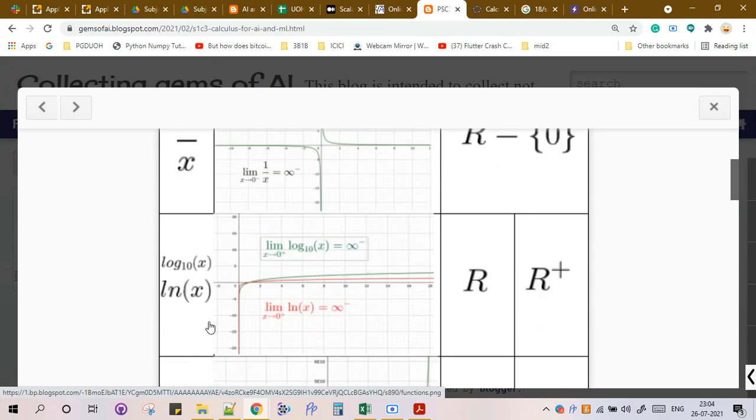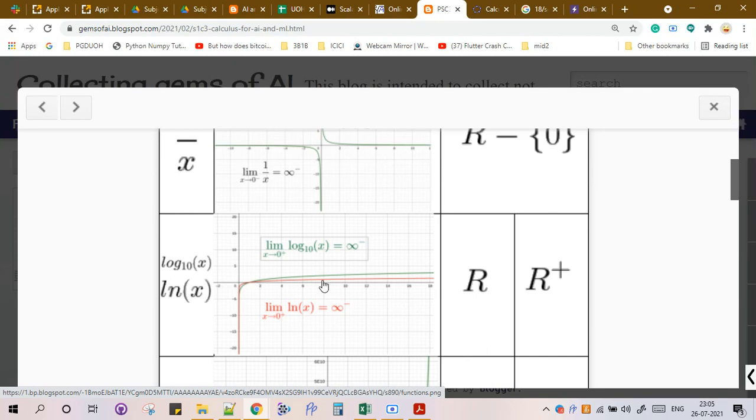Okay, let's take log. If you take log base 10, log base e, log base 2, the graph would be almost similar, with only a minor difference, right? And the graph would be something like this, correct? If you are coming from the positive side towards 0, then log 0 would be minus infinity. It will rise after 1. Log 1 is 0, right? So it will be negative if the value is less than 1.